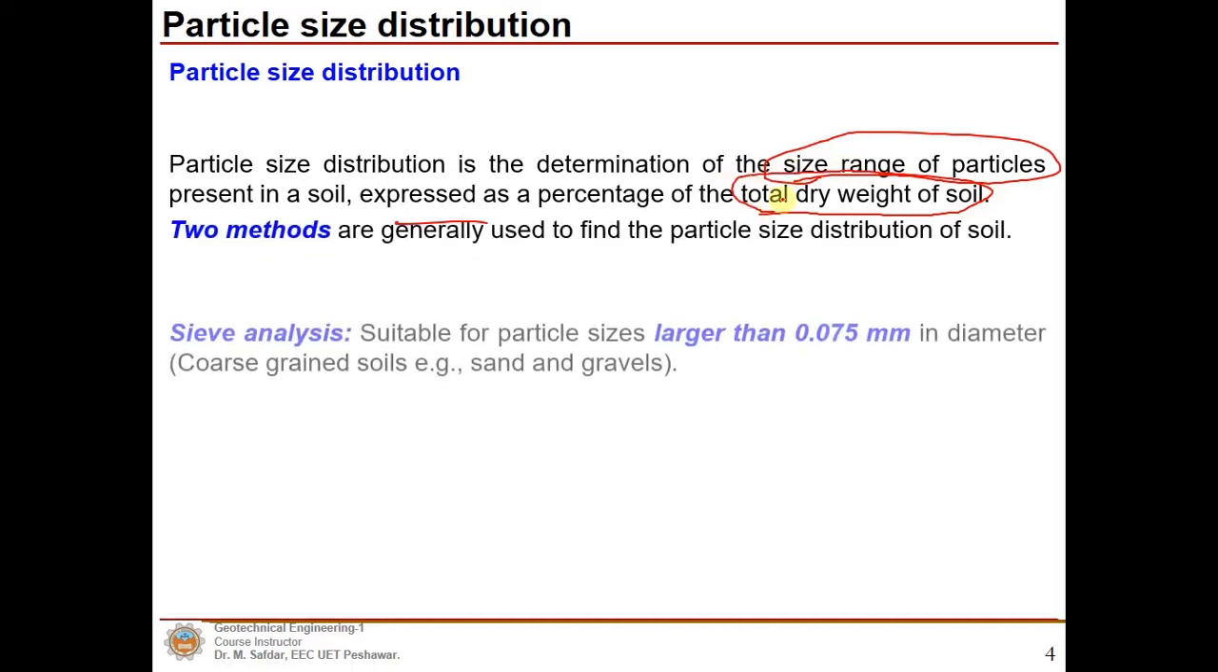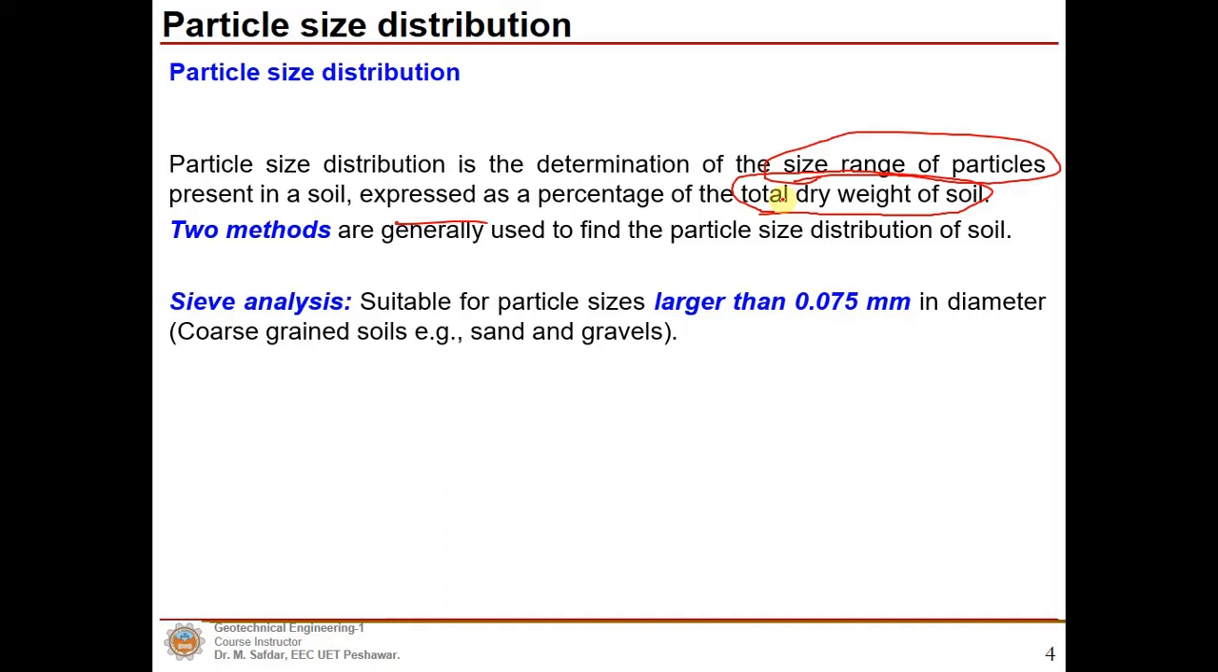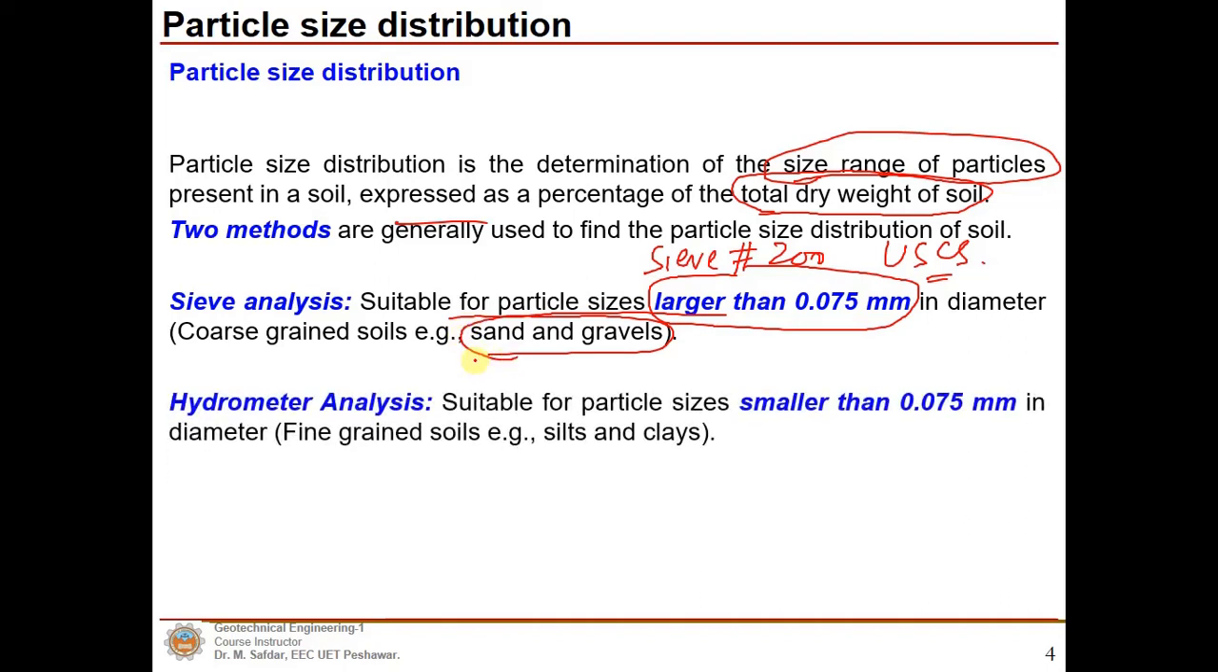There are two methods. One is sieve analysis, which is suitable for particles larger than 0.075 millimeter, which is for the sieve number 200 based upon the USCS, Unified Soil Classification System, and performed on sand and gravels. Hydrometer analysis is suitable for particle sizes smaller than 0.075 millimeter in diameter, and this is predominantly used for silts and clays.